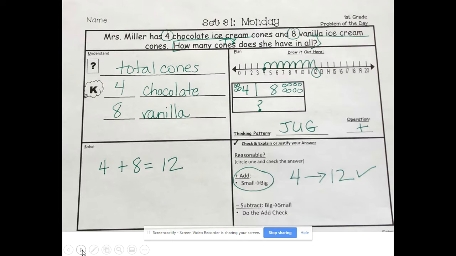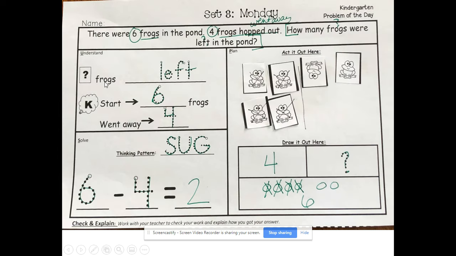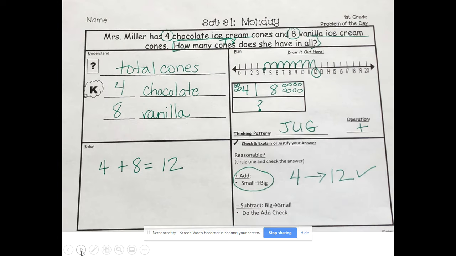This is another example of first grade. I'm sorry, this is first grade later in the year. In first grade, at the beginning of the year, I go ahead and I put these in there for them. And then as the year progresses, they can write more. And here, instead of writing out the whole word chocolate, they might just put CH and a V for chocolate and vanilla because I don't want them to get bogged down with a bunch of writing. They could put big T and C for total cones.